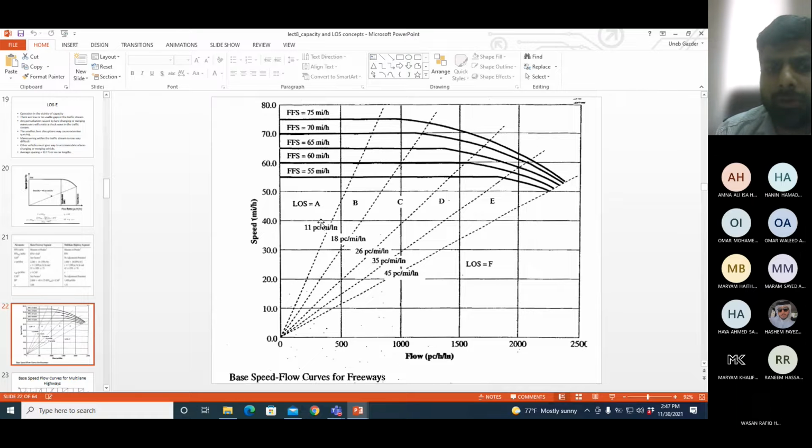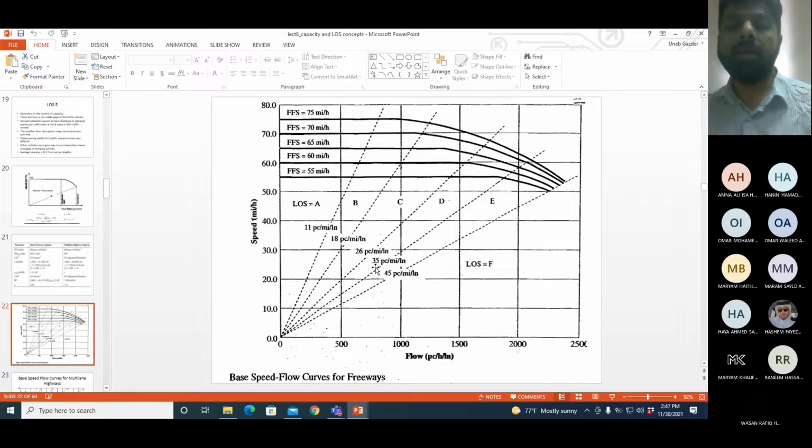So they took, for example, 11, the maximum density at level of service A. They did the inverse of that, so they got the slope of a line, and then they plotted the line according to that slope from the origin. It is the same thing for 18, 26, and so on. So for every line, they took the value of the density and did the inverse, got the slope, and plotted the line from the origin.